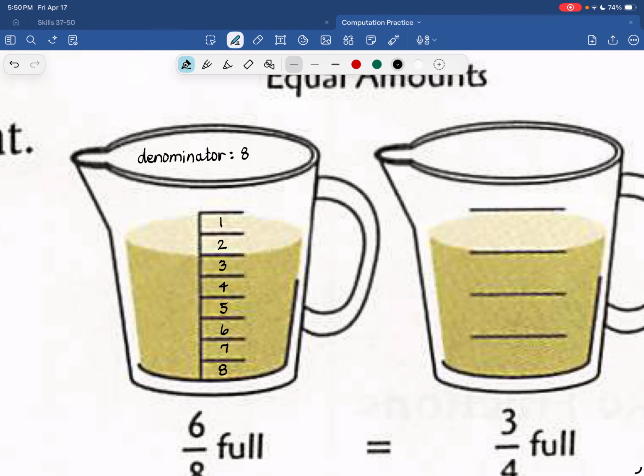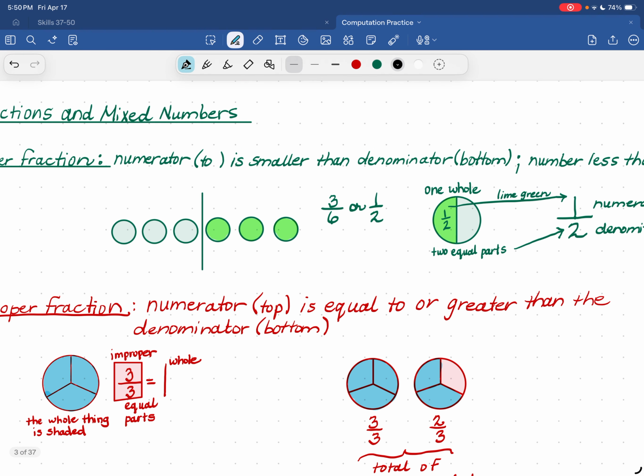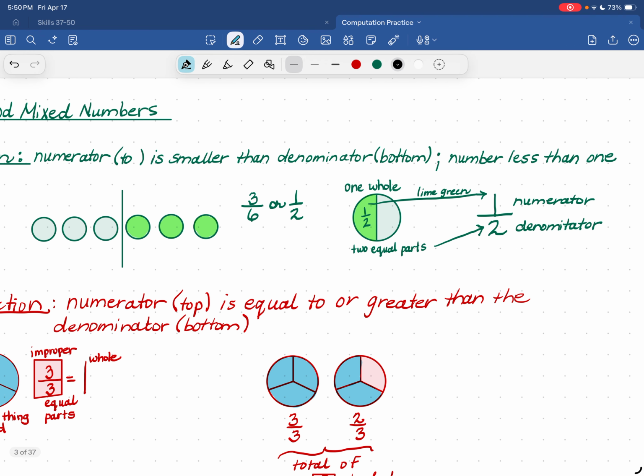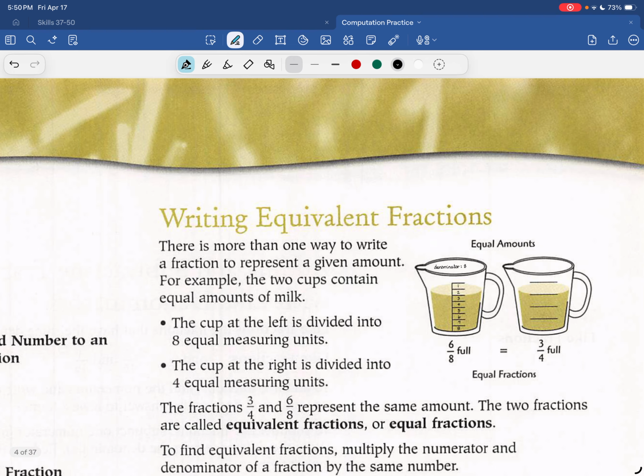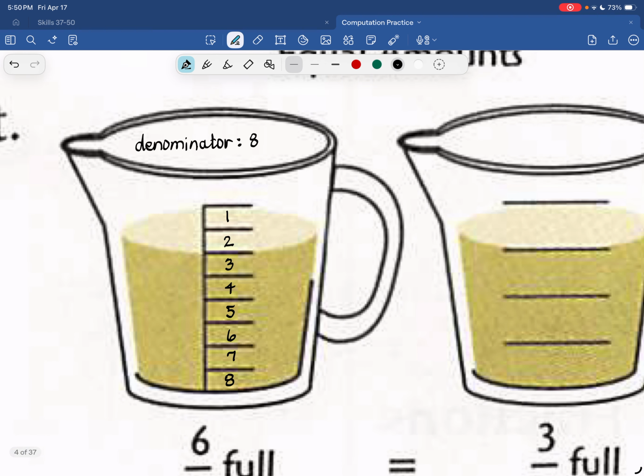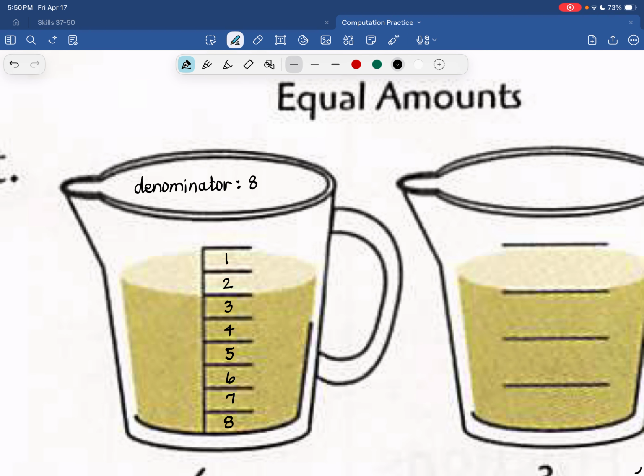Okay, because remember, let's look back. A denominator is the number of equal parts in the picture. So here we have 8. And on this one we have 1, 2, 3, 4. So the denominator here would not be an 8. It would be a 4.